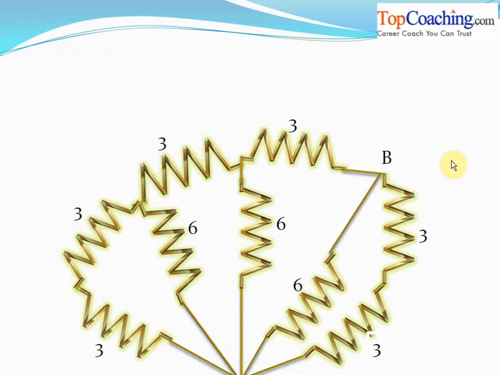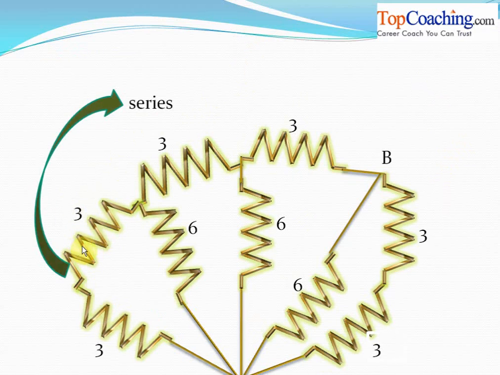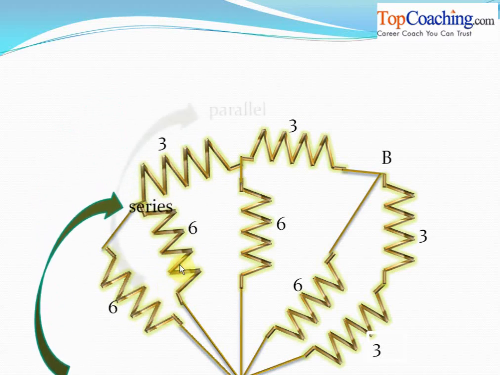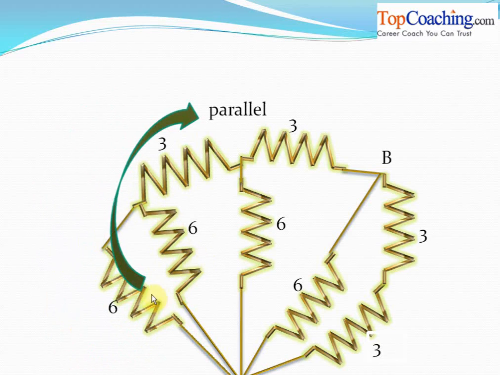If you look at this figure carefully, you'll see that these two 3 ohm resistors here are in series. So we can clearly add those series resistances and replace them with a single 6 ohm resistance, isn't it? Because 3 plus 3 is 6. Now, these two 6 ohm resistances, these two here, are in parallel. So you can replace these two 6 ohm resistances with one single resistance using the formula for parallel connections, isn't it?